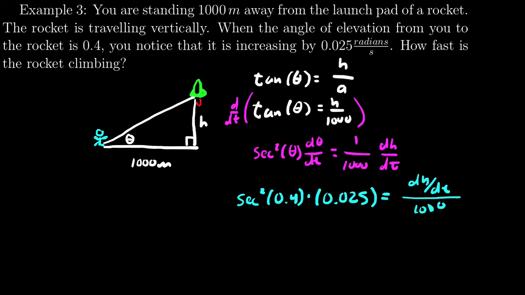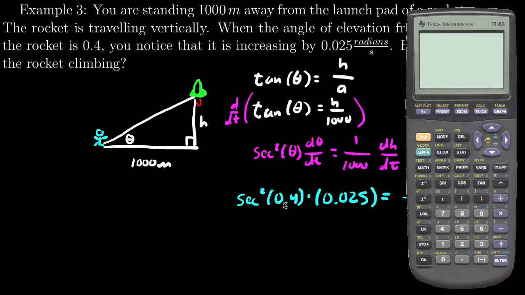So let me go through and evaluate this. I'll go to a calculator. In order to do secant squared, first let me make sure I'm in radians, so I am in radians. I'll first do the cosine of 0.4. I'll do 1 divided by that value, and I will square that. I'm going to multiply that by 0.025.